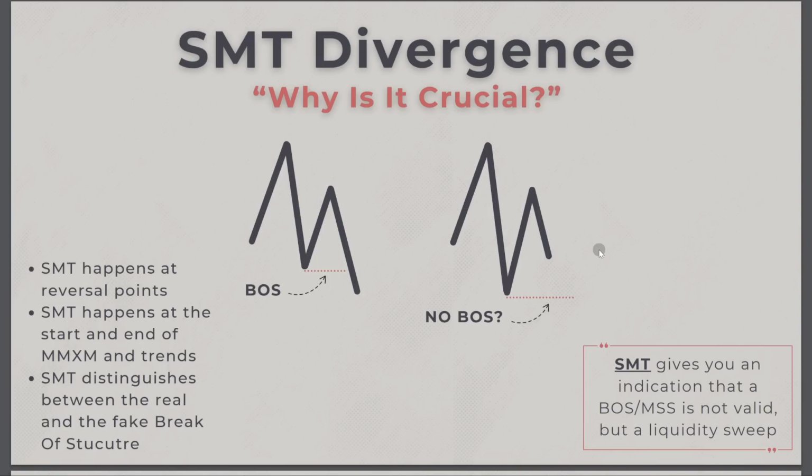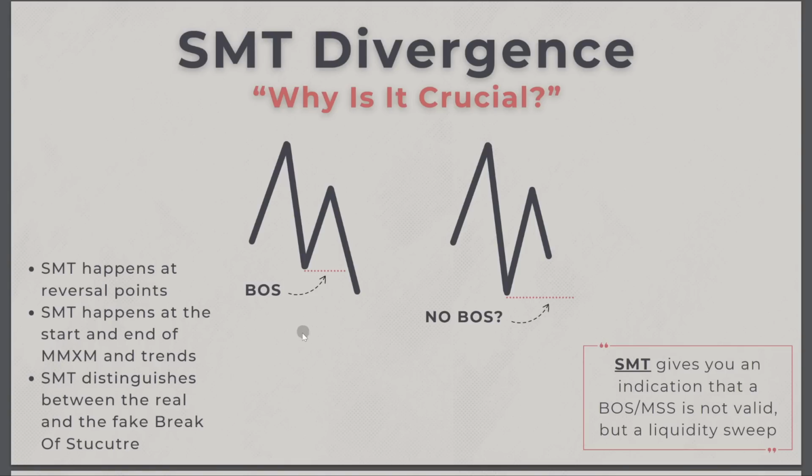And also in the market makers model, if you watch my full course about it, we discuss how to find that smart money reversal. And one of the confluences we look for is what? SMT. So when we have that POI, we're going to look for that SMT in order to validate that as a smart money reversal. And finally, as we discussed, SMT tells you which breaker structure is real and which breaker structure is false. So that's the importance of SMT divergence.